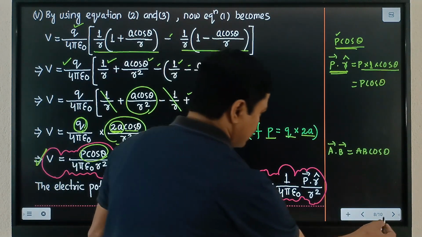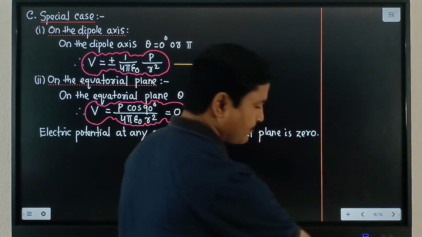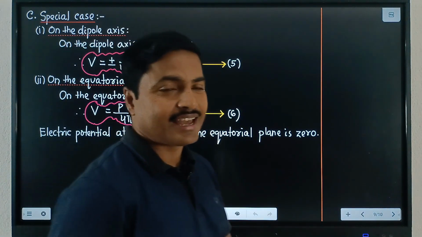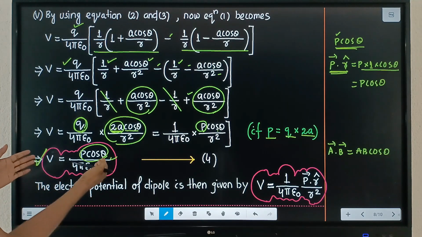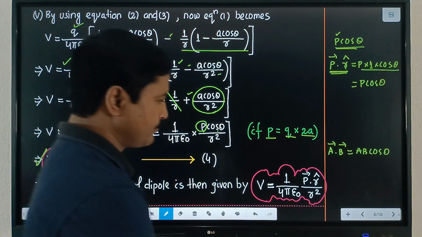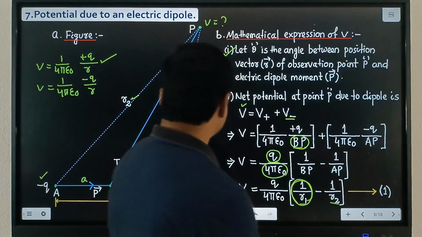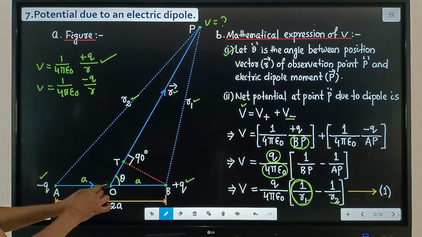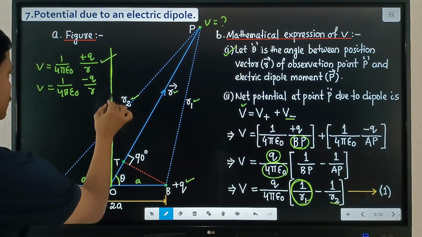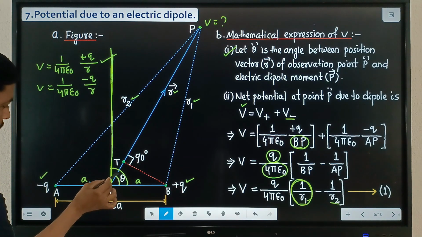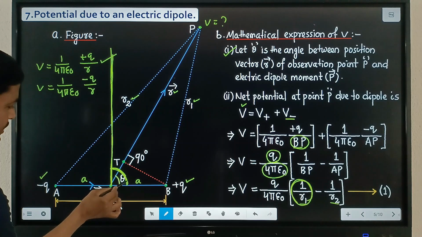Now two special cases are there. I calculate the electric potential on the axial line and on the equatorial line by applying this formula. Now look at the figure. This point is the center of the dipole. Suppose this one is your equatorial line. For the equatorial line, what is the angle theta? In place of theta, we write 90 degree.